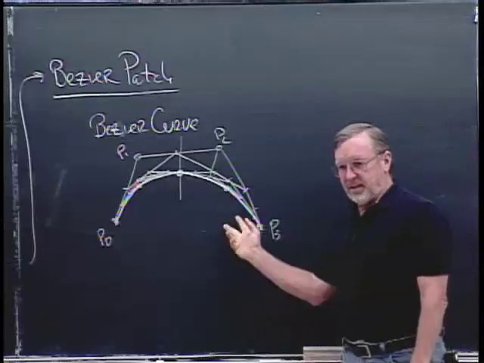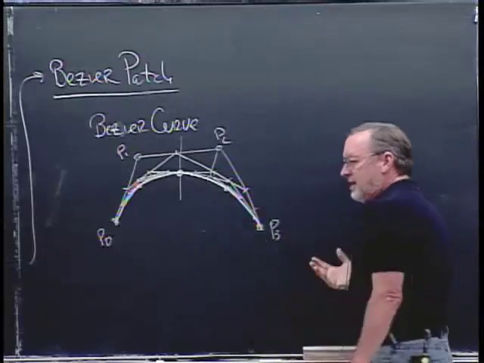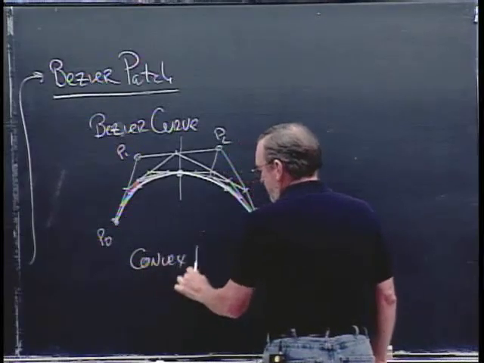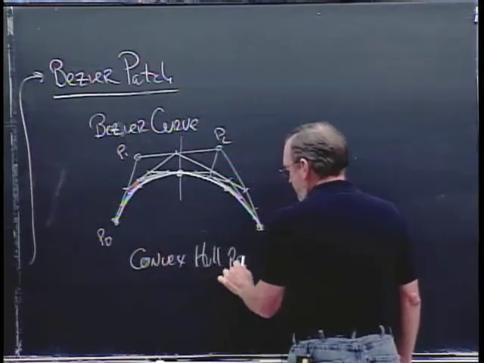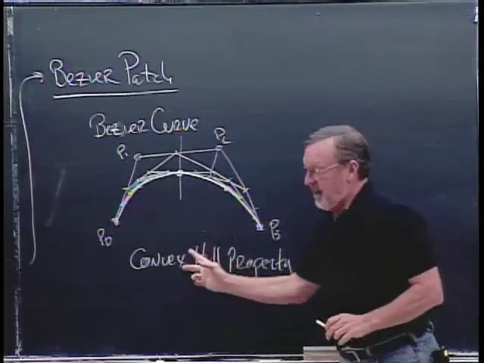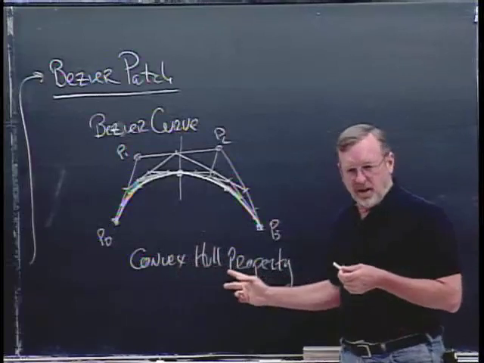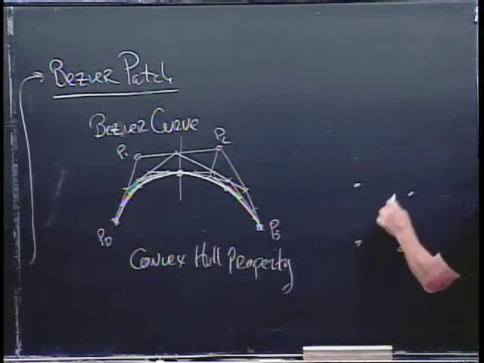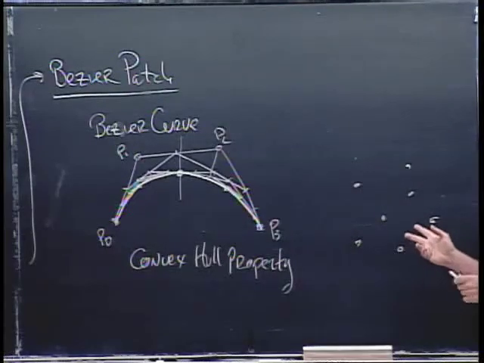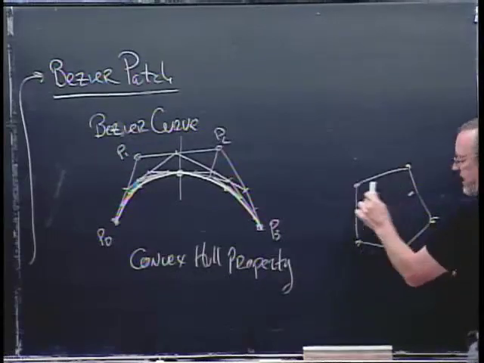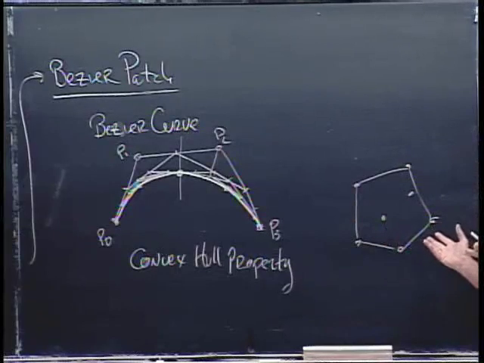There's also a thing with this called the convex hull property. And that says that if I take a bunch of points here, the convex hull of these points is the smallest convex set that contains them all. It's the smallest convex set that contains them all.